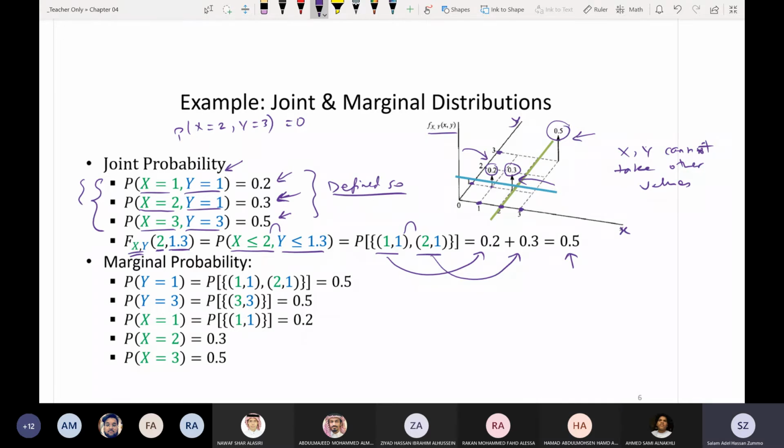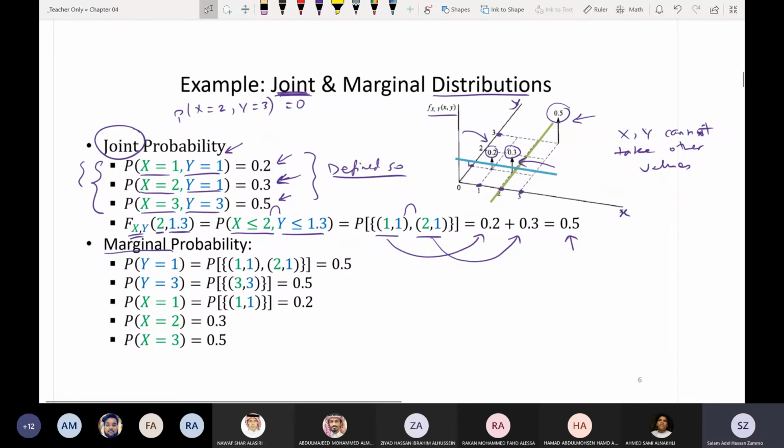Now this is called the joint distribution function, because it deals with the distribution function of both x and y. Is the joint clear? Then we will define now in a minute what we call the marginal probability.